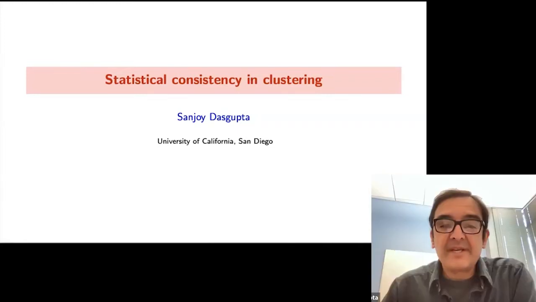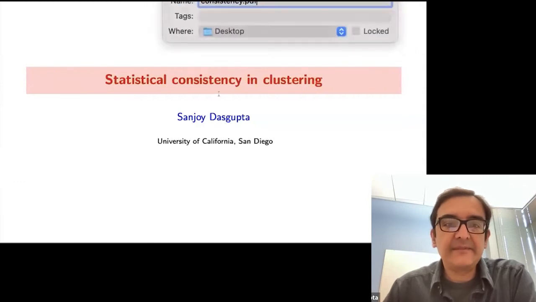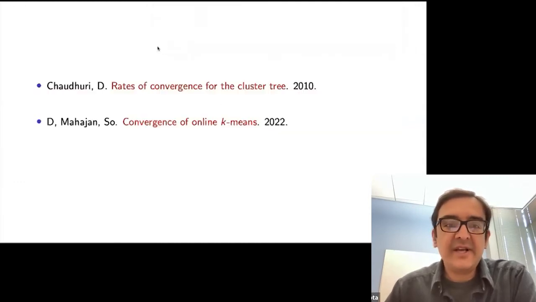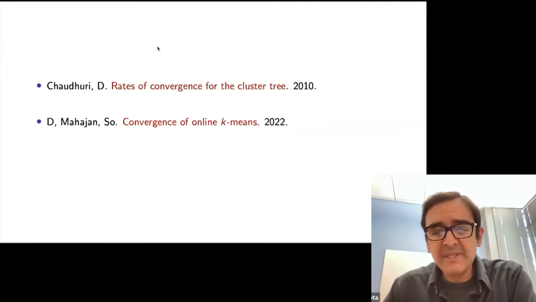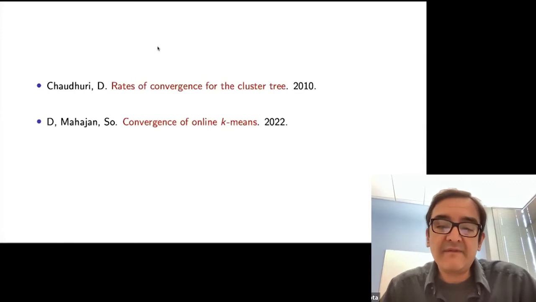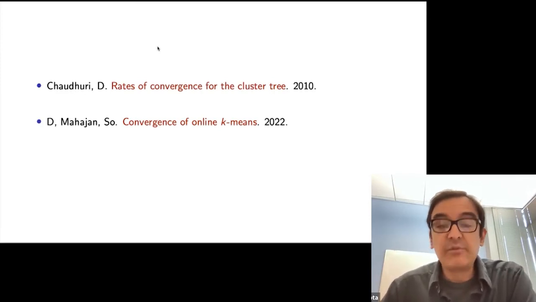So let's see. Today I'll talk about two pieces of work that I was involved with. One of them is from 12 years ago, and one of them is from this year. But they're both on the theme of consistency of clustering, and the main reason I want to talk about them is because there are interesting open problems associated with them.